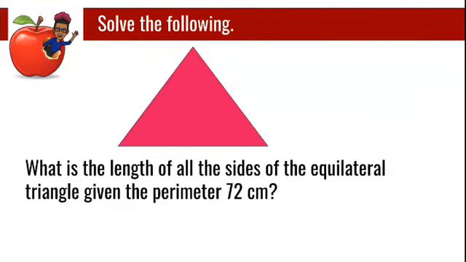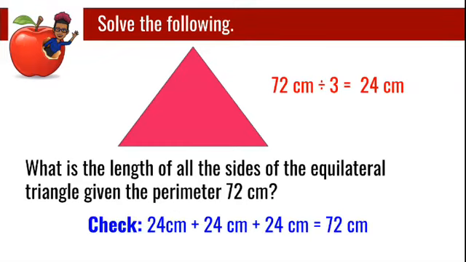Next problem, what is the length of the sides of the equilateral triangle given the perimeter of 72 centimeters? Again, here we have our distance around of 72. We have to find the length of each side. Equilateral triangle, 3 sides, and all 3 sides are the same length. 72 divided by 3, we get 24. 24 represents the length of each side.